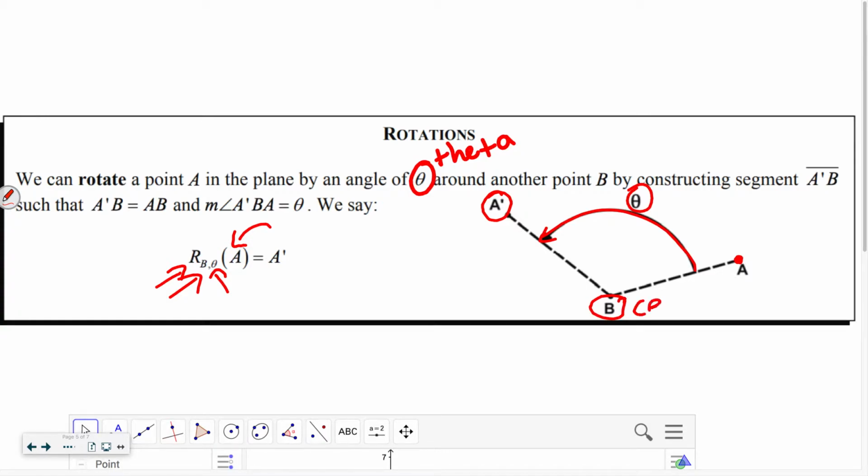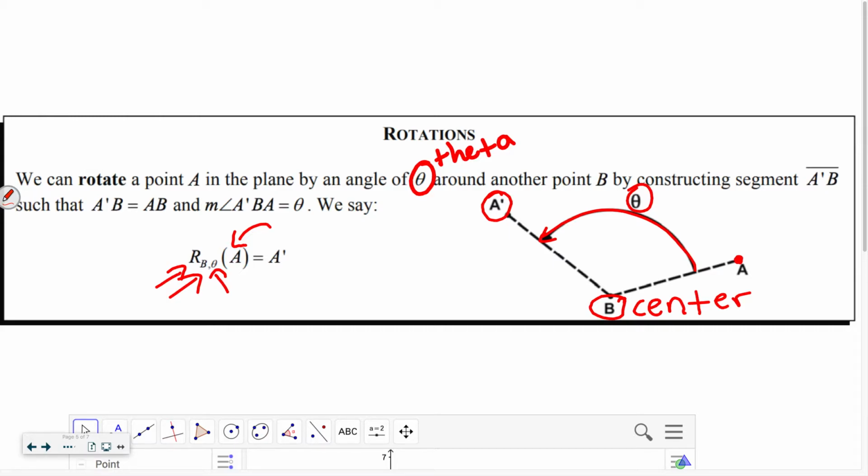So label all these things, right? Center, and angle of rotation is theta. Okay, that's a simple idea there. That's all that we're doing. We're taking a point, we're rotating it around a point, and we end up at a new point. We're rotating by an angle measure. Clearly, we're rotating counterclockwise here, okay?